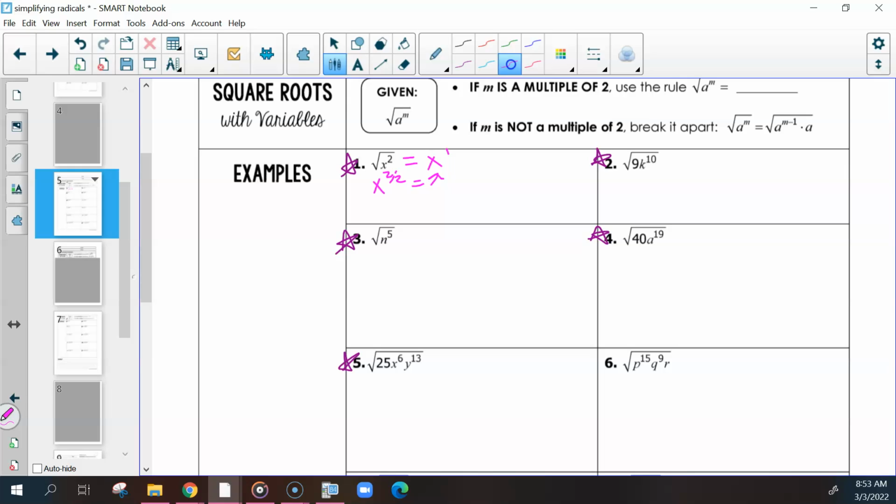Anything to the first power is really just whatever it is. So like all of these numbers up here really have an exponent of 1. We do not see it. So we could just write this as x. We don't have to include the 1. So that's one way we could do that.